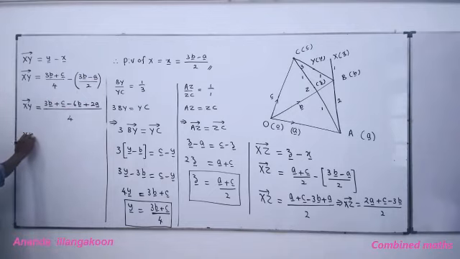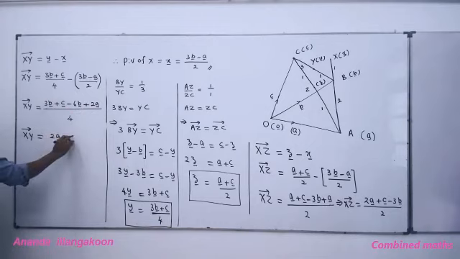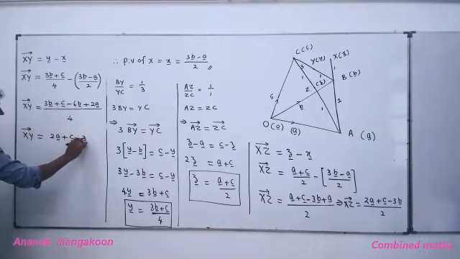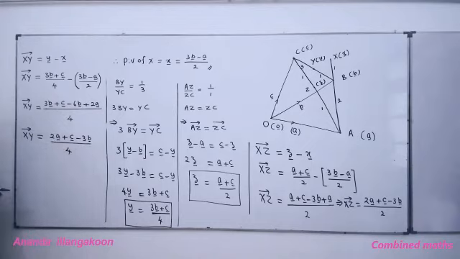The xy vector is equal to what? Here we have 2a and plus c. 3b minus 6b means minus 3b, divided by 4. Understood, right? Up to here, I think you can very clearly understand.